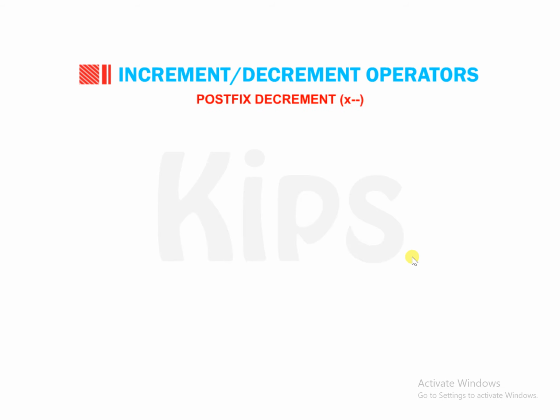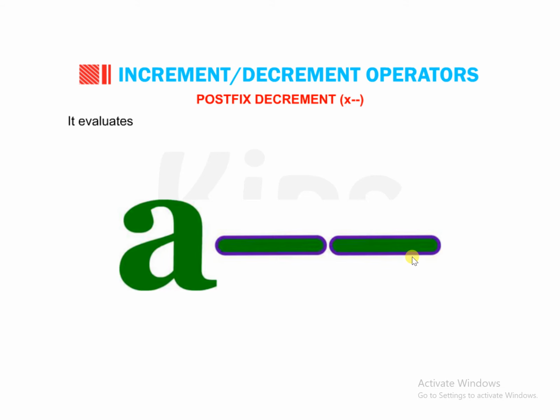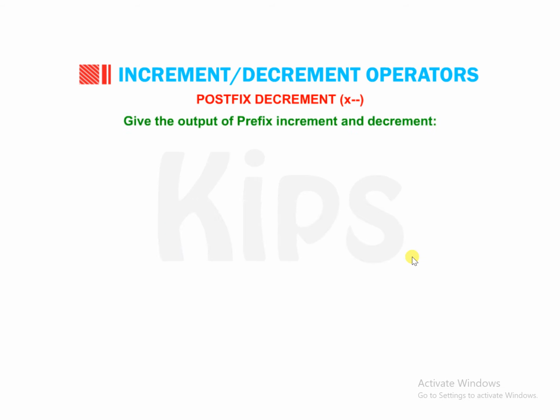Postfix decrement, x--. It evaluates the expression and then decreases the value of the operand by 1. If y has a value of 10, x = y--; this will store 10 in x. The original value of y, that is 10, will be assigned to x and then y will be decreased by 1.